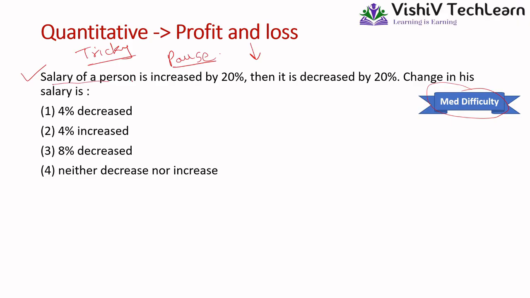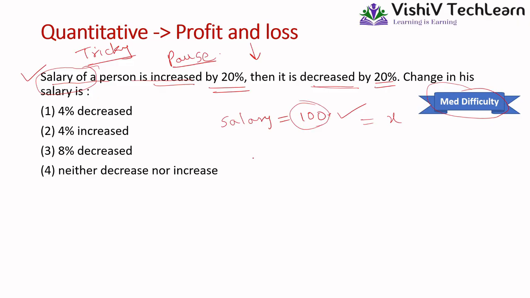Salary of a person is increased by 20% and then it is decreased again by 20%. So first it is increased and then it is decreased. Okay. Now what is the salary in figure? That is not given. So we will assume that salary of a person is 100. To make the calculations easy, we will assume it as 100. We can also assume it as X, but because of X it will be still difficult to calculate or to understand. So instead we will consider it as 100.